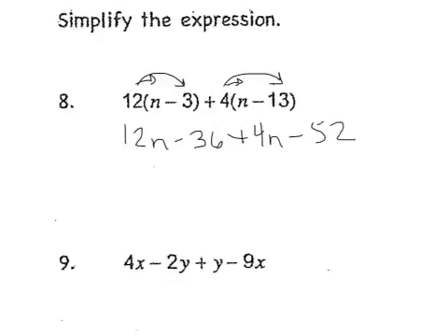Now you're going to combine like terms. You have a 12n and a plus 4n for 16n. Then you have a -36 and a -52 for a -88. And the important thing in these problems is to always keep the sign that's in front of the number. So that's why your 36 is negative, because there's a minus in front of it, and your 4n is positive because there is a plus in front of it.